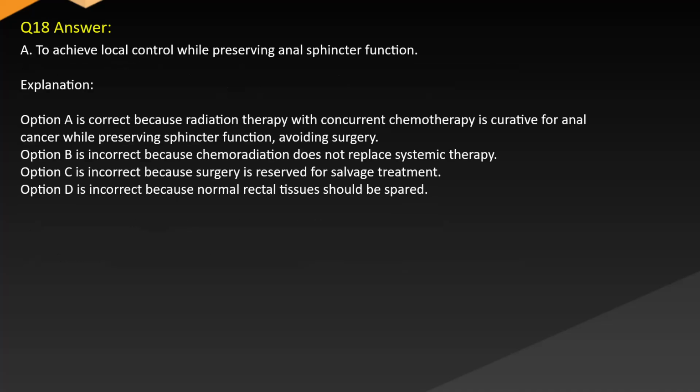Answer A. To achieve local control while preserving anal sphincter function. Explanation: Option A is correct because radiation therapy with concurrent chemotherapy is curative for anal cancer while preserving sphincter function, avoiding surgery. Option B is incorrect because chemoradiation does not replace systemic therapy. Option C is incorrect because surgery is reserved for salvage treatment. Option D is incorrect because normal rectal tissues should be spared.